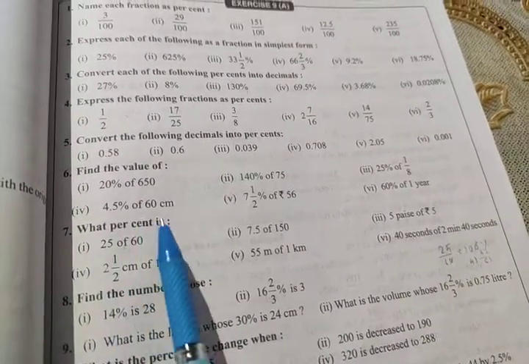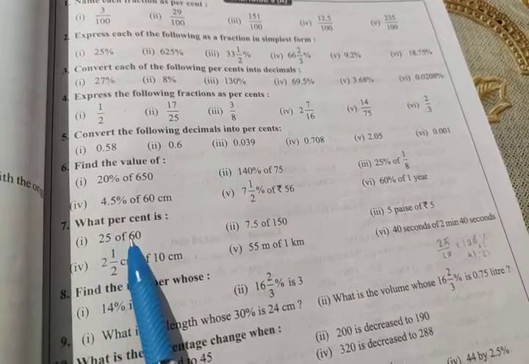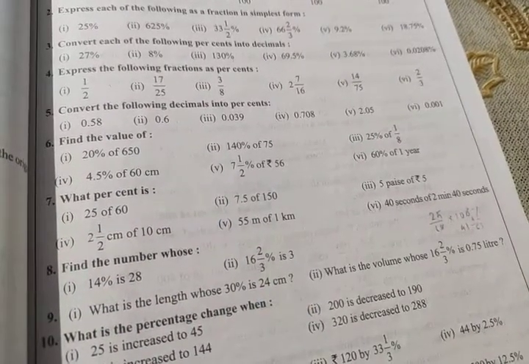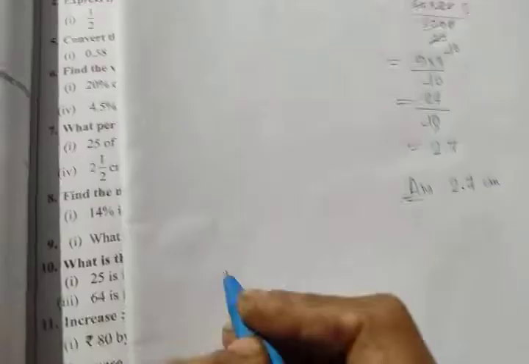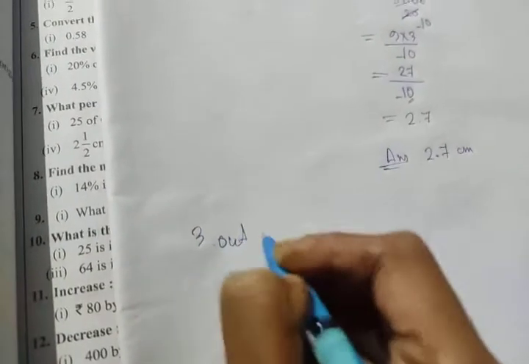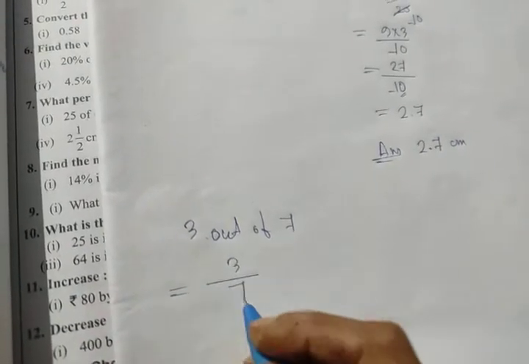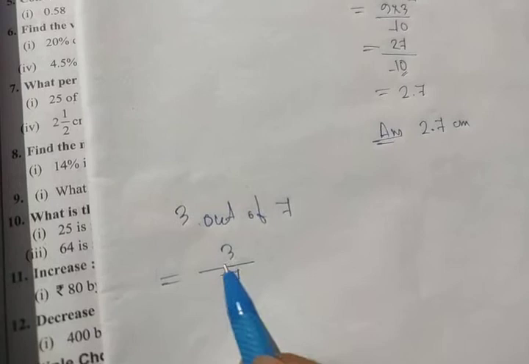What percent is 25 of 60? That means what percent is 25 of 60? 25 of 60. See, 3 out of 7. How can we write this? 3 out of 7. That means 3 part out of 7. So we can write this as 3 by 7.